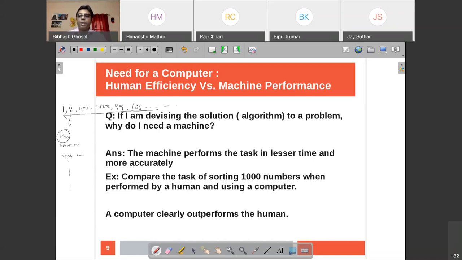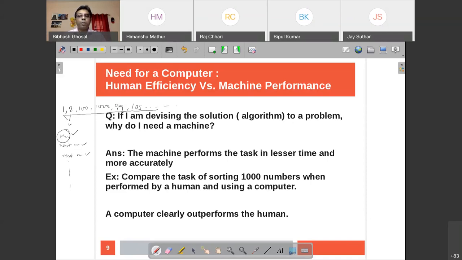Then again, you will be repeating it for the rest of them. So you are actually doing the same task over and over again, finding the minimum. Except that the number of numbers which you are working with is reducing. First time you are finding the minimum of 1,000 numbers. Next time you will be iterating over 999 numbers. Then you will be doing it over 998 numbers. But the task is the same, calculation of minimum. Just that the data on which you are working is reducing.